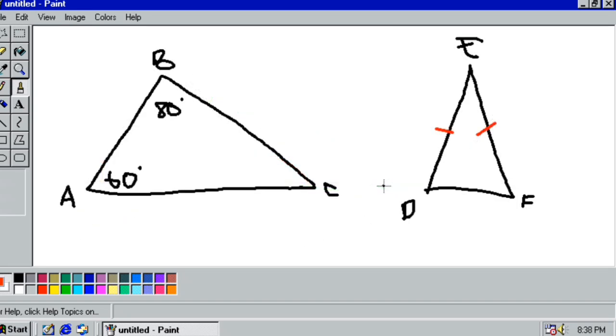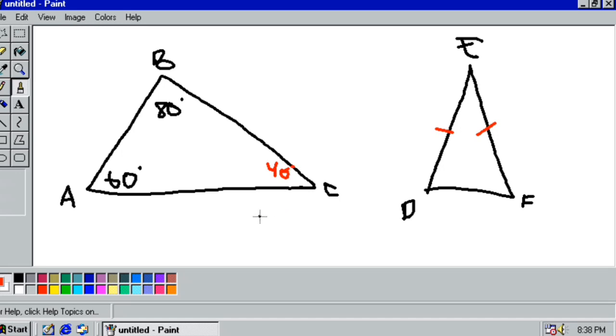So next, let's try to find angle C on the left side. As I said earlier, the sum of all interior angles of a triangle is 180 degrees. So let's add 80 and 60, that will be 140. And we'll subtract from 180. So 180 minus 140 is 40. So angle C is definitely 40.